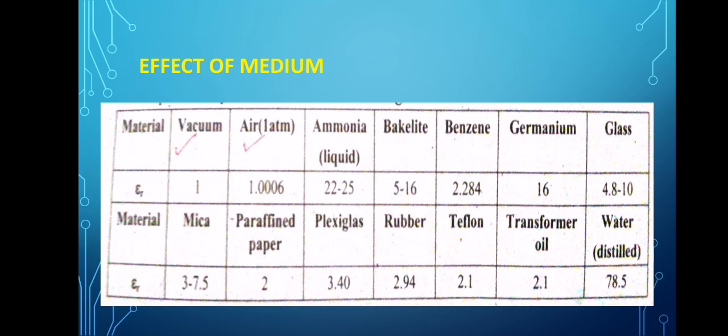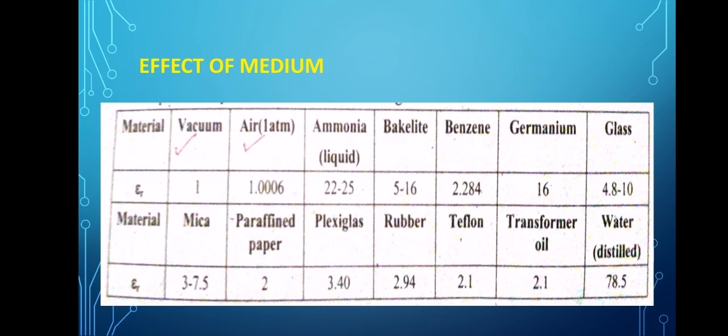Effect of medium. As electric force is affected by the nature of the medium between the two charges, you can say that the presence of a medium other than free space can reduce the value of electric force. Any medium other than free space can be called a dielectric. This reduces the value of electric force by a certain factor that is constant for a given dielectric. Here this constant is called the relative permittivity, and it is denoted by epsilon r.